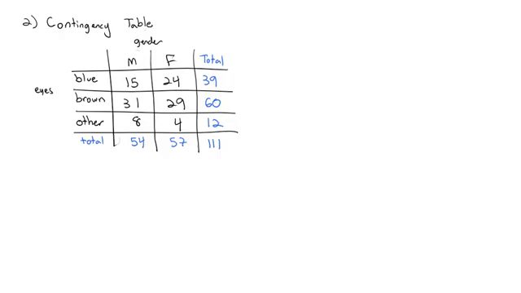Contingency tables are nice because they organize the data in such a way that we can easily pull off the needed probabilities that we're looking for. For example, if I wanted to calculate the probability someone has brown eyes, I can easily see a brown-eyed total of 60 out of a total number of interviewees of 111. So I just have to say that's 60 out of 111. Make that a decimal. It's approximately 0.54 or 54%.